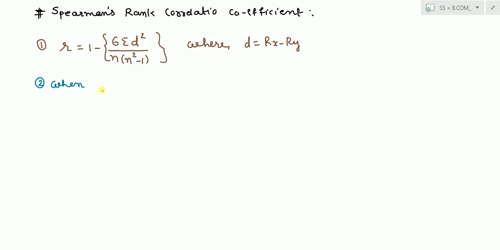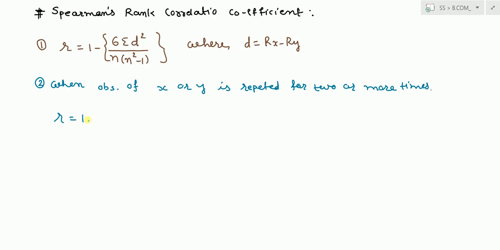When observation of X or Y is repeated for 2 or more times, okay, then r is equals to 1 minus 6 into bracket sigma d square plus Cf upon n of n square minus 1.